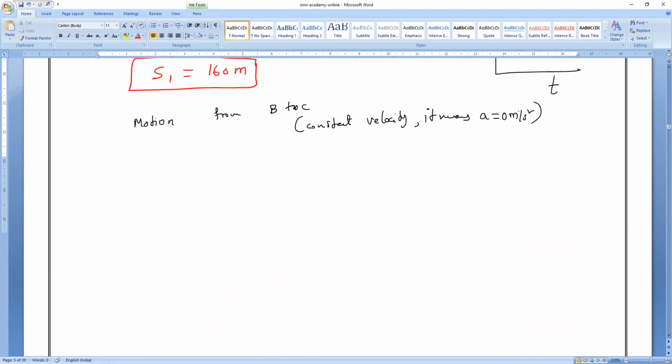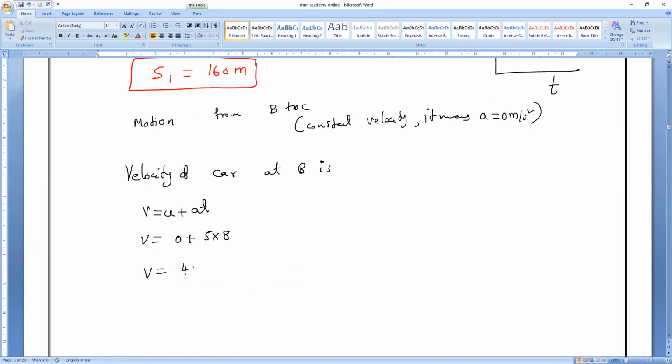Very good. We have to find the velocity of the car at B by using which equation of motion? V equals U plus at. So V equals 0 plus 5 into 8. What is the final velocity, guys? Everybody, please respond. 40 meter per second.